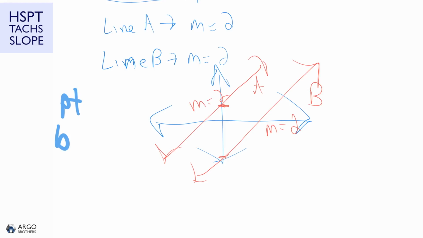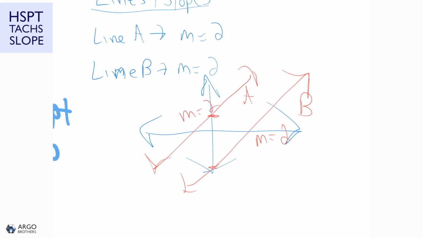But what do you notice about these 2 lines? Well, they're parallel. What does it mean to be parallel? It means that these lines have the same slope, which in turn means that they go in the same direction, but never cross.